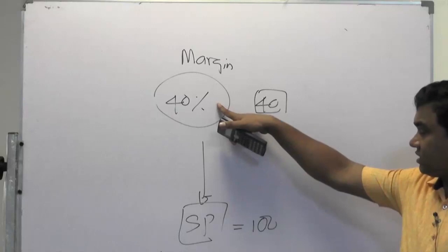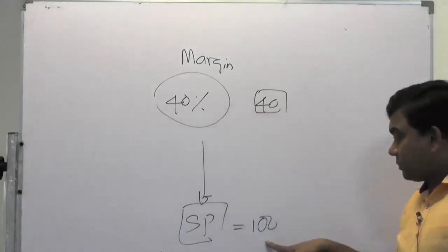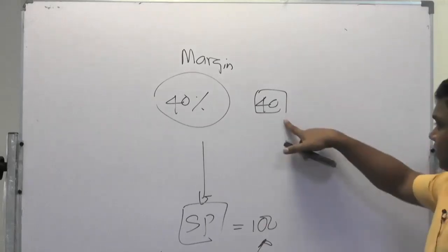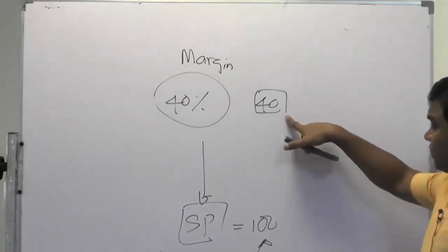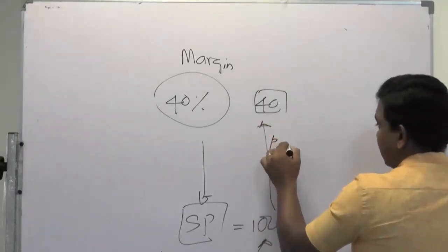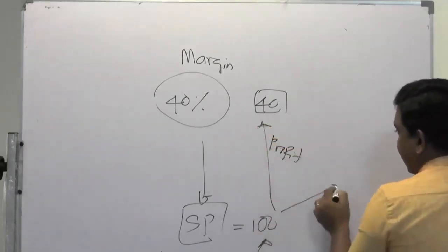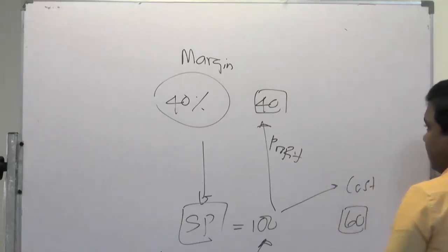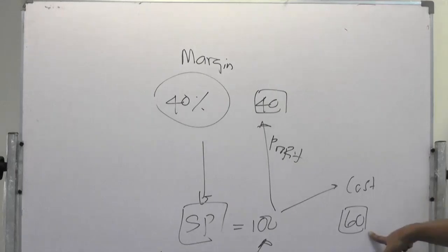Margin is always expressed as a percentage on selling price. We assume selling price as 100, then profit will be 40. If profit is 40 out of this 100, easily you can find out the cost will be 60, right. Cost will be 60.